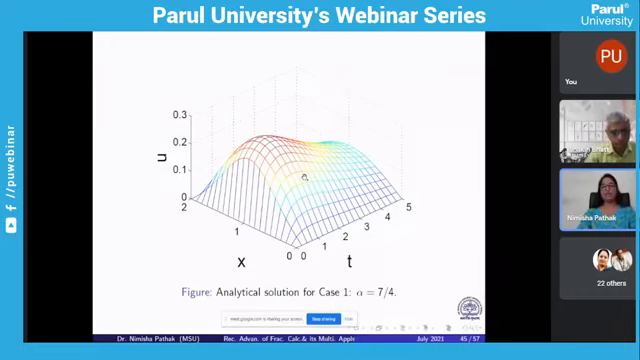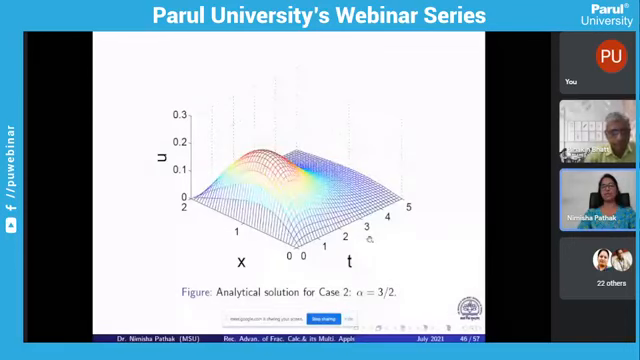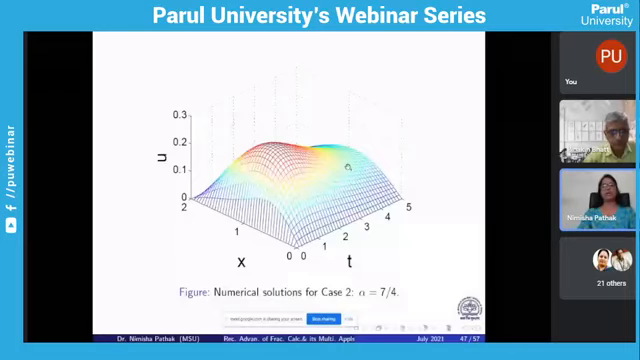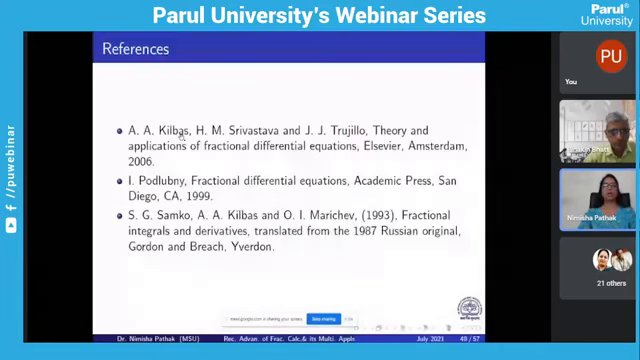So in case number two, if we consider alpha is 3/2, then it is again a mixed behavior of diffusion and wave equation. And this is alpha is 7/4. It is very close to 2, so it is like wave behavior. So these are the references I have used. These are three books, the book by Kilbas, the book by Podlubny, and this is like the Bible in fractional calculus, by Samko, Kilbas and Marichev. I have listed very few books, but recently there are a number of books available on fractional differential equations, fractional calculus, and its applications.